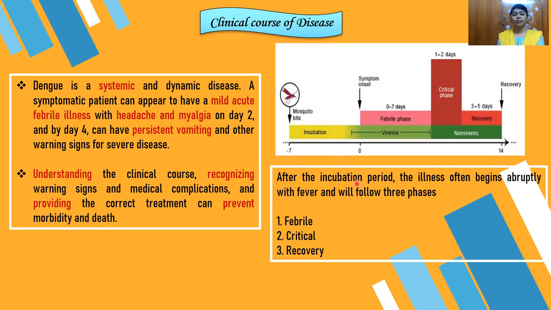Now, in the clinical course of the dengue infection, there are actually 3 phases: the febrile phase, the critical phase, and the recovery phase. It is important that we understand the clinical course of the disease, because we have to recognize the warning signs and symptoms and the medical complications which are caused by the dengue virus, so that we are able to provide the correct treatment and thereby prevent morbidity and death of an individual.